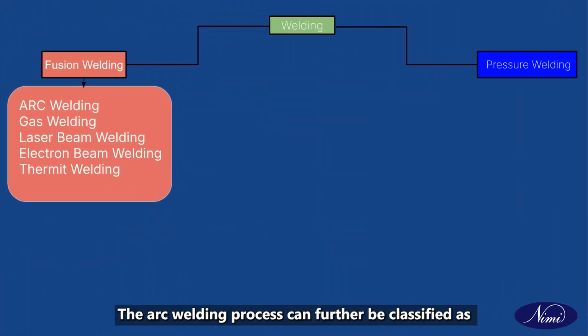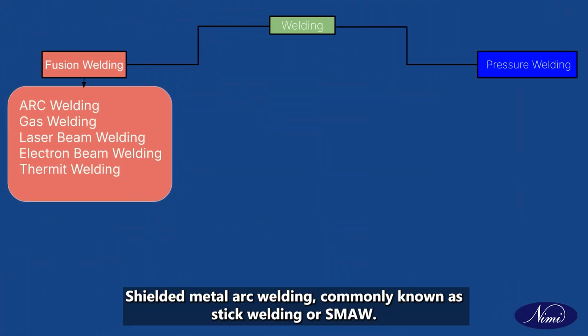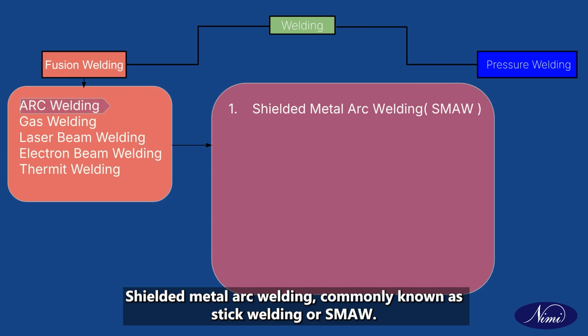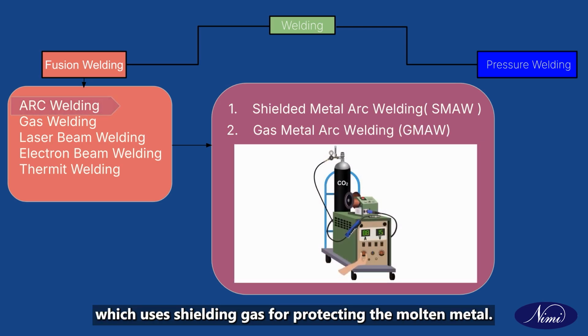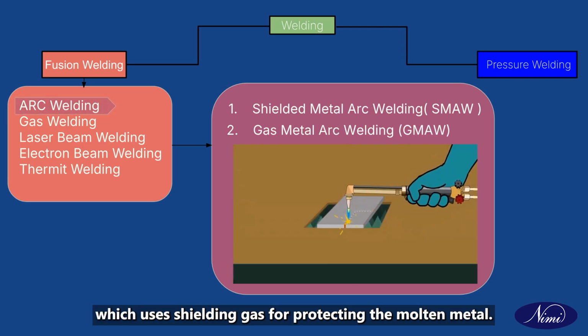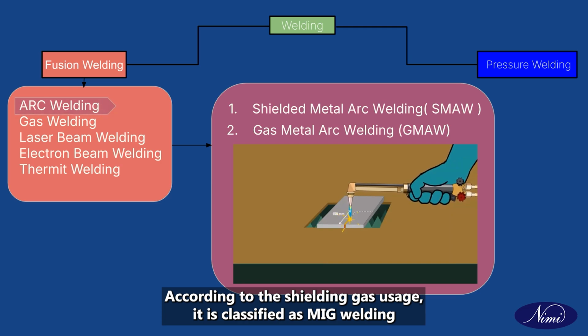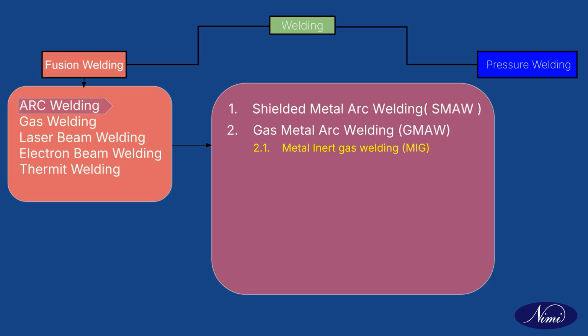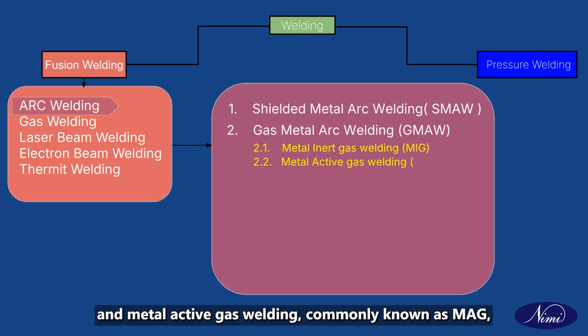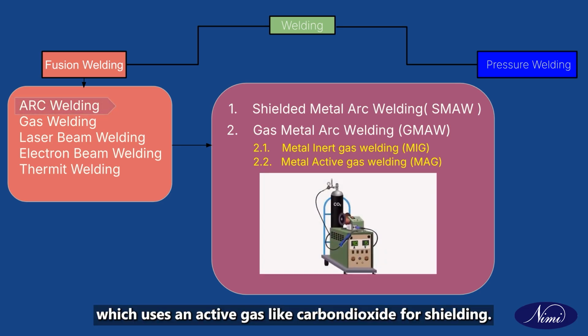The arc welding process can further be classified as shielded metal arc welding, commonly known as stick welding or SMAW. Second one is gas metal arc welding, which uses shielding gas for protecting the molten metal. According to the shielding gas usage, it is classified as MIG welding, metal inert gas welding, which uses inert gas for shielding, and metal active gas welding, commonly known as MAG, which uses an active gas like carbon dioxide for shielding.